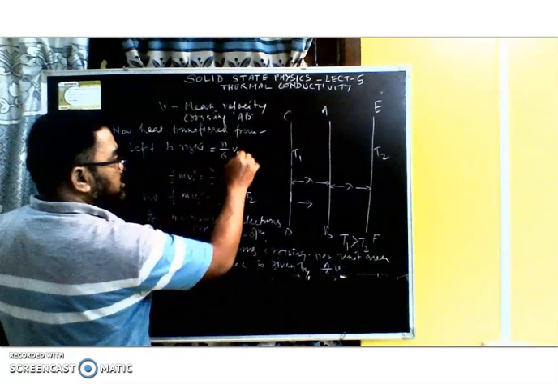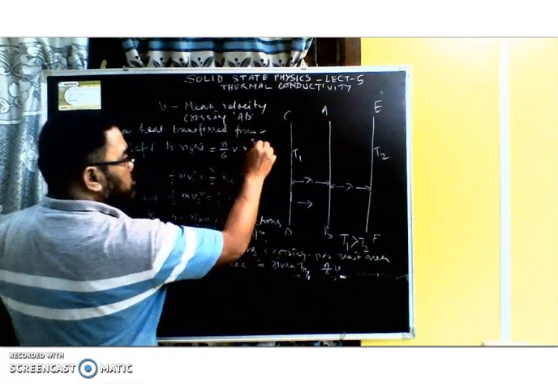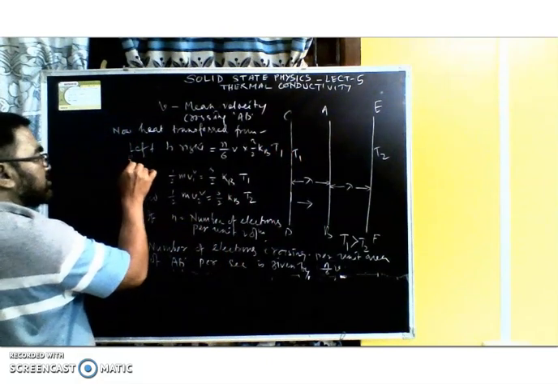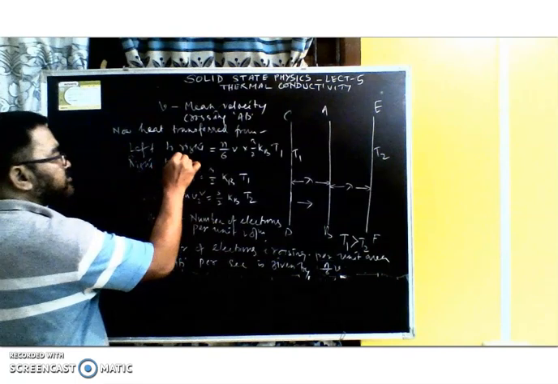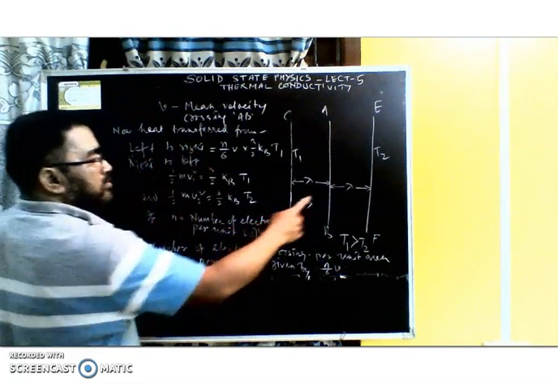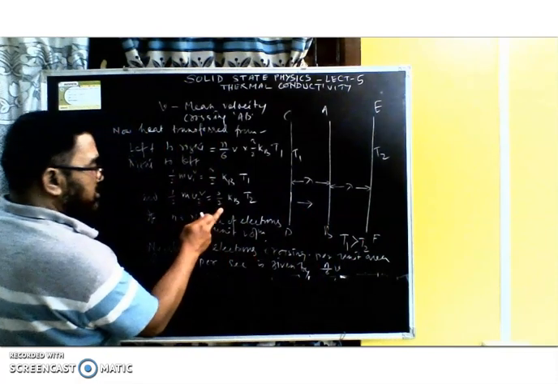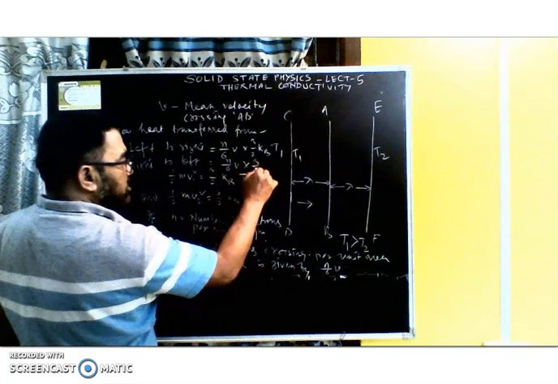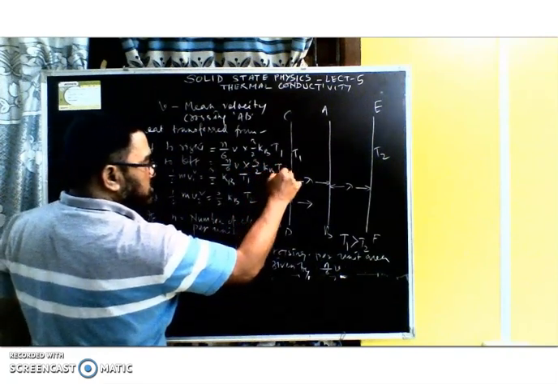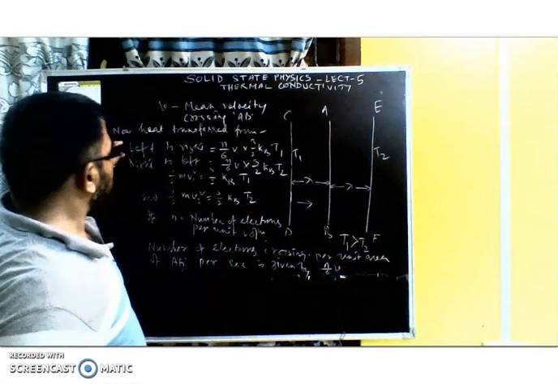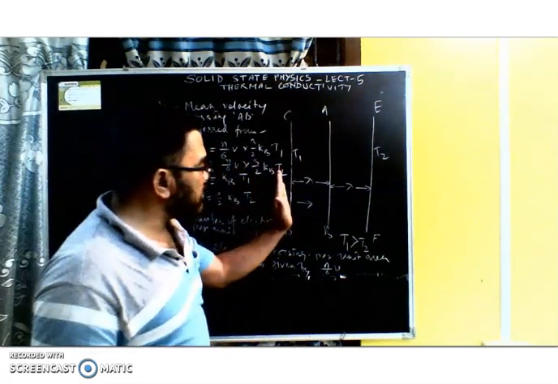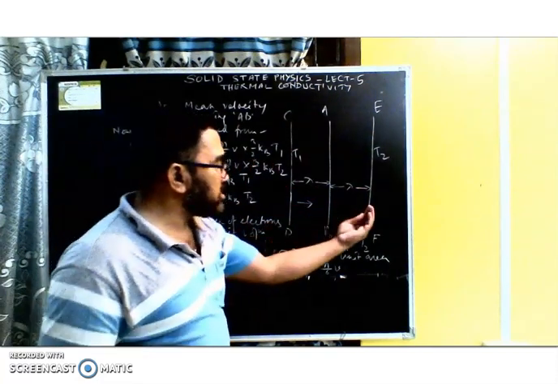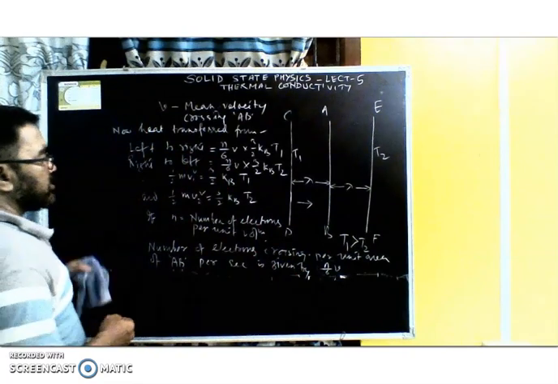So n/6 V times this, 3/2 kB T1. From right to left, from the right side to the left side, it will be this one, equal to n/6 V into 3/2 kB T2. This is the amount of heat transferred from left side to right side. This is the amount of heat transferred from right side to left side.